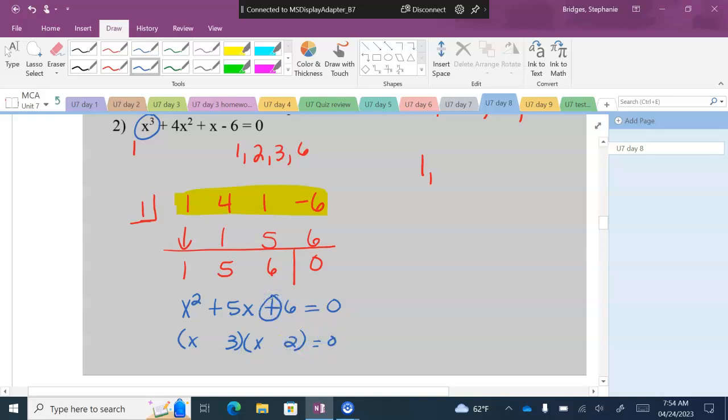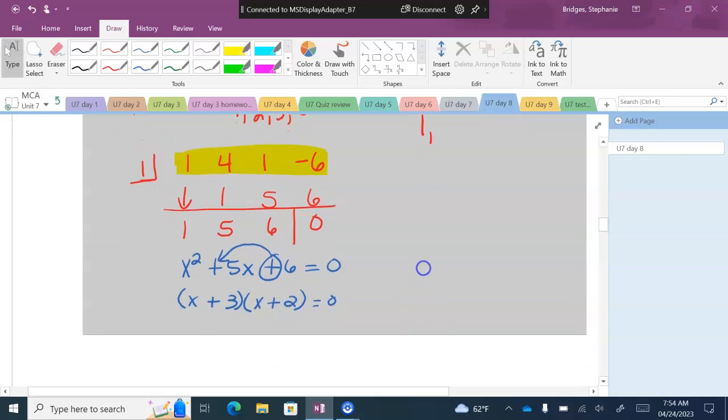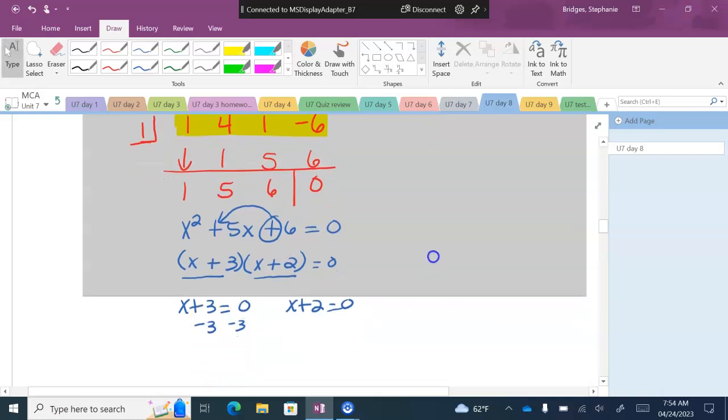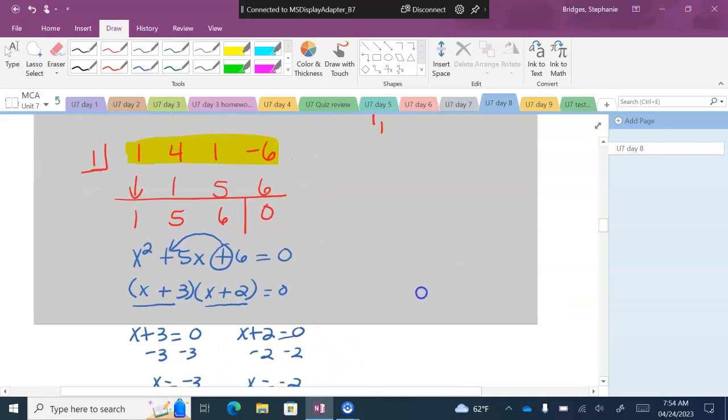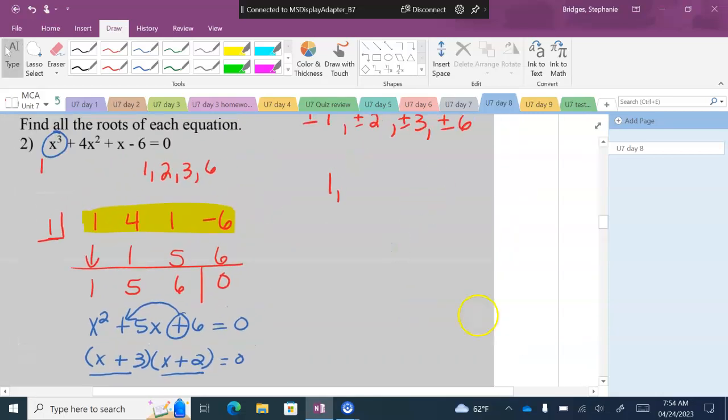Both of my signs are going to be the same, and they're both going to be positive. And then just like we always do with factoring, we just set each one of those equal to 0 and we solve for x. So I get a -3 and a -2. That is also a solution.